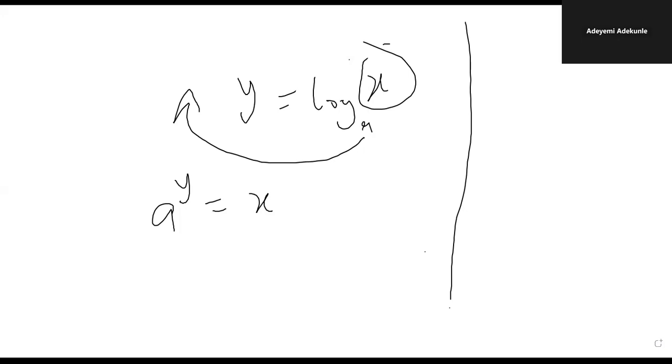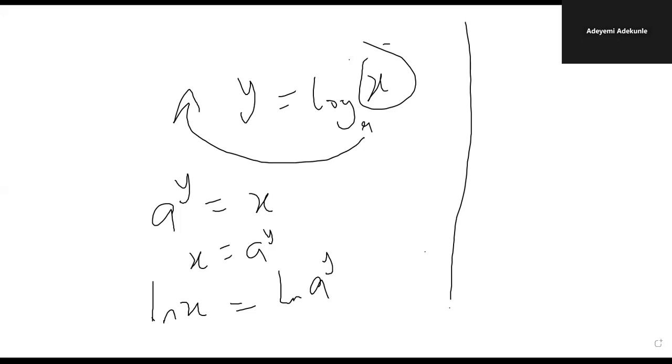Now, how do we solve this? I can write this as x equals a raised to power y. Now, let's try to add ln to both sides. What I mean by adding ln to both sides means adding log base e to both sides. Log base e is the same thing as ln. So adding ln to both sides, we have ln x equals ln a raised to power y.